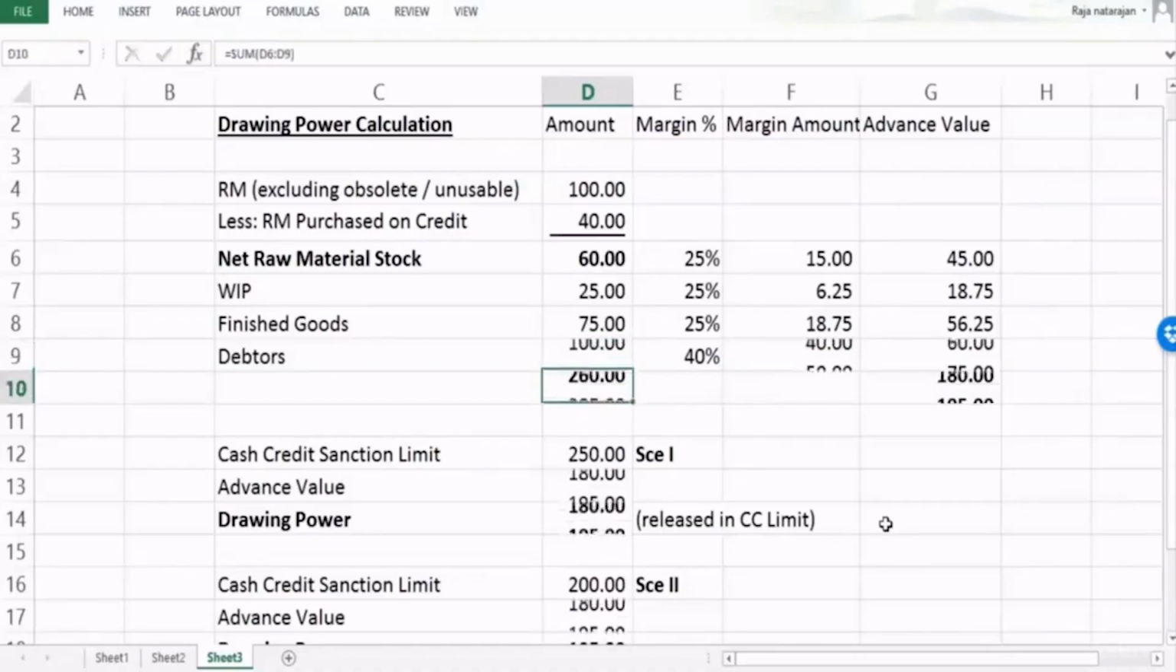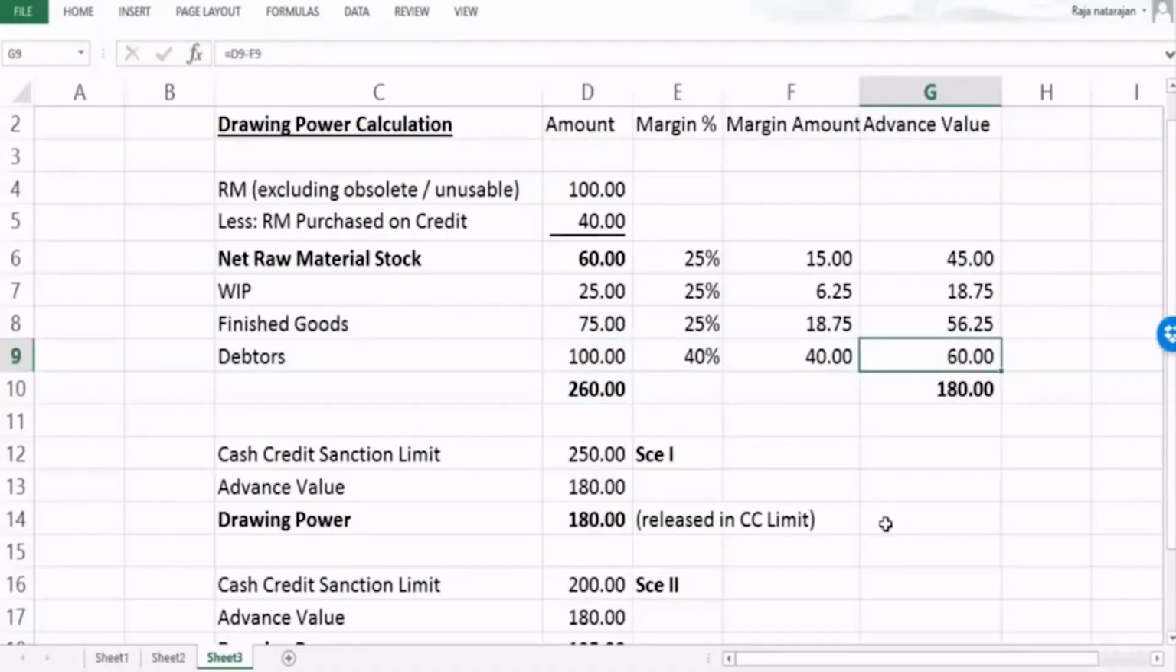So what is happening here? Debtors is becoming 100, and if you notice, the advance value has come down. Earlier the advance value was 75, but now the advance value is only 60. So accordingly, the advance value is coming down, so drawing power will also come down.